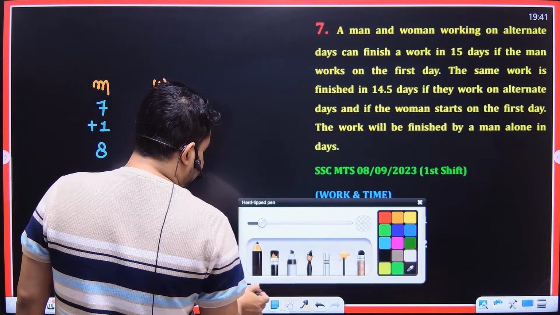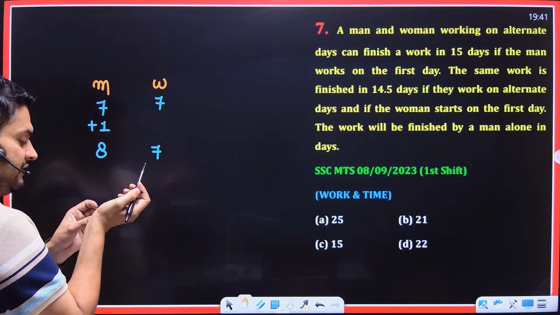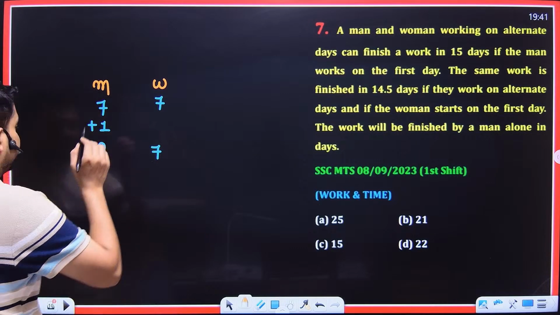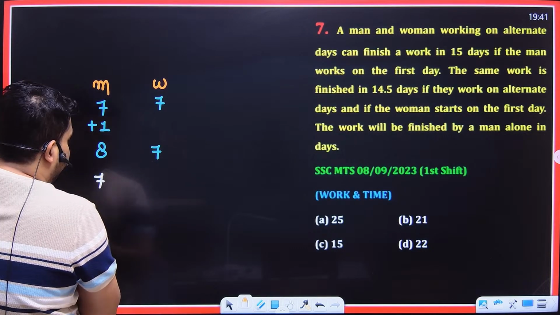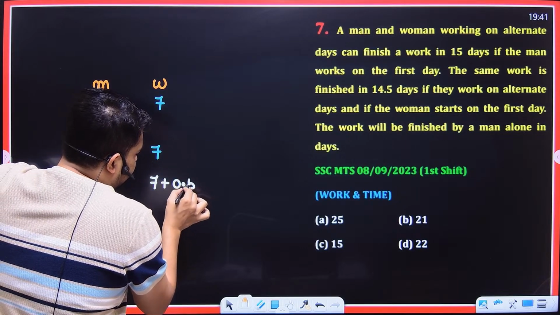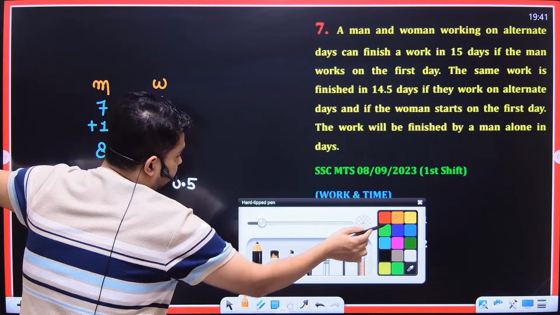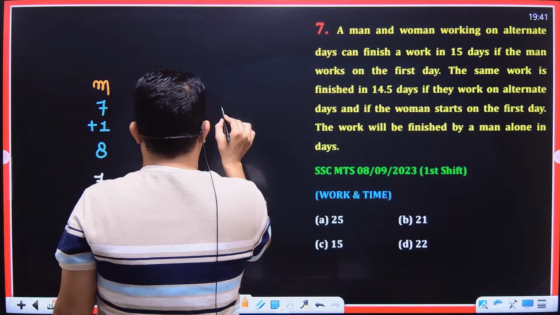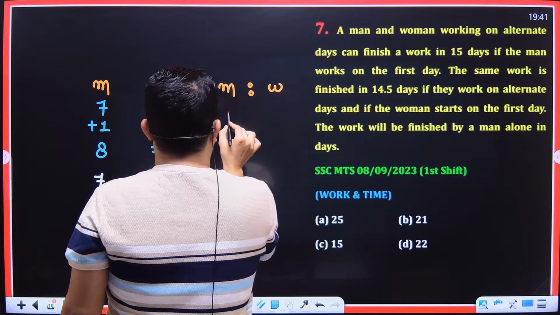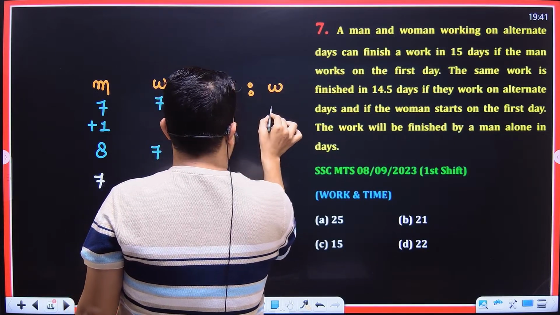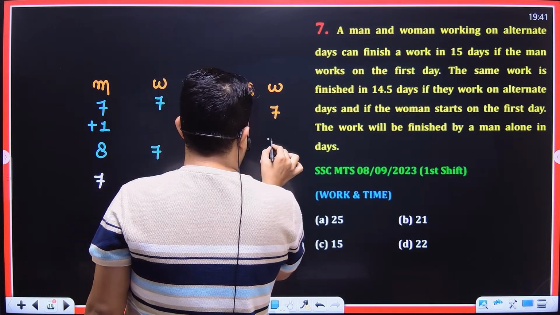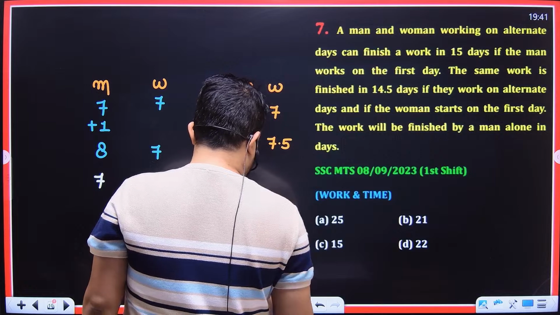According to the second statement, if the woman starts the work, then the work is finished in 14.5 days. It means the man works for 7 days and the woman works for 7 days, then an extra half day the woman works because she is starting the work. So we have a conclusion here. If man works for 8 days, then woman works for 7 days. If man works for 7 days, then woman works for 7.5 days. This one is the conclusion.